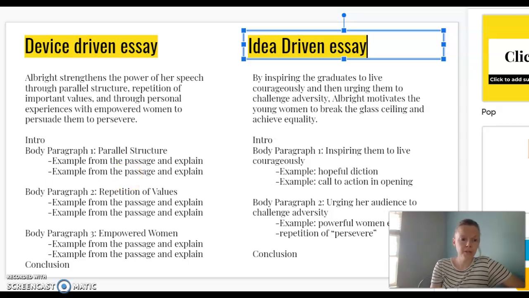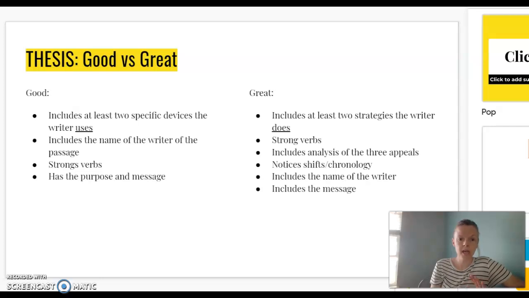Okay, so good versus great in terms of a thesis. A good thesis will include two specific details the writer uses, the name of the writer, the passage, strong verbs, and it has the purpose and message. The great includes at least two strategies the writer does, strong verbs, analysis of the appeals. So that's when you get ethos, pathos, and logos. If you can't tell, those are a big deal. We can tell that you've recognized shifts in chronology. It includes the name of the writer and it includes the message.